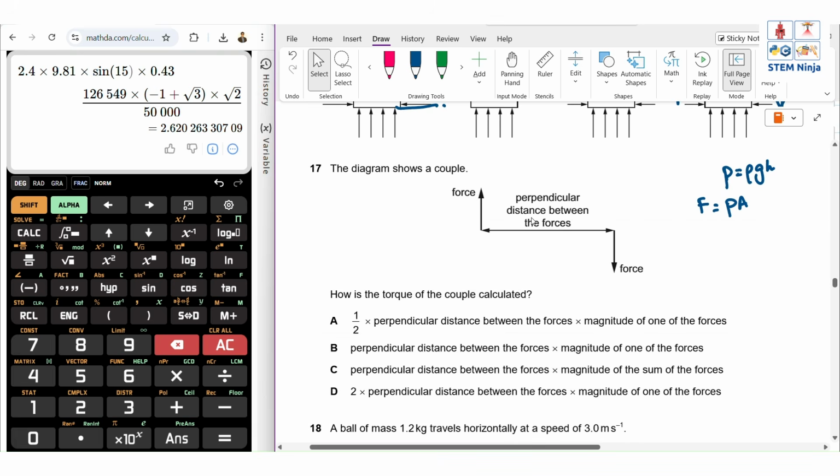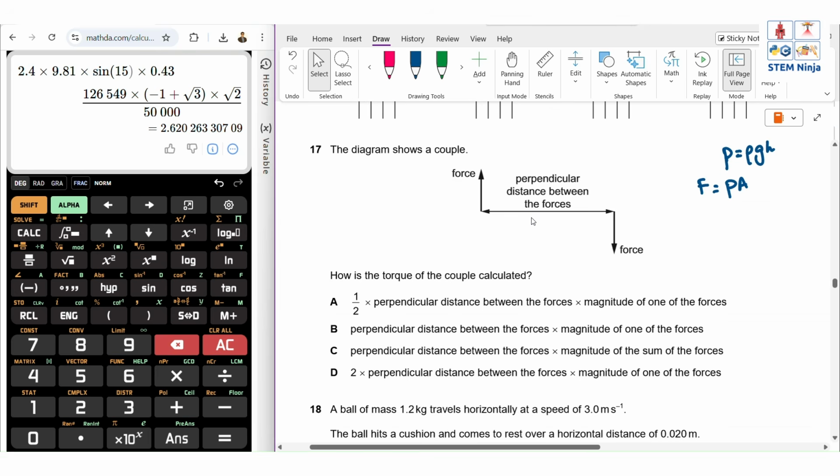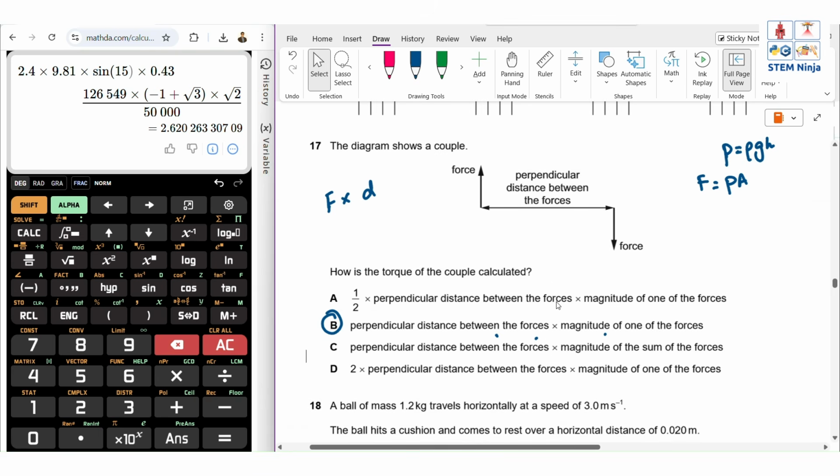Okay, the diagram shows a couple. How is the torque of the couple calculated? We already know that the force times by perpendicular distance between the forces, whatever this D is. Perpendicular distance between the forces, magnitude of the one of the forces, B, right away, that is correct.